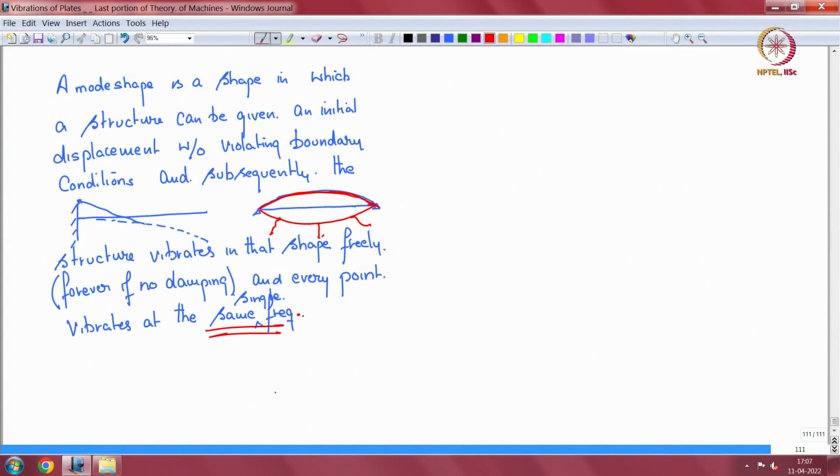Now, the additional property of these mode shapes is that mode shapes are orthogonal. So this is very valuable. Now we are going to prove the orthogonality property. Let us see, we will use Hamilton's law to prove it.